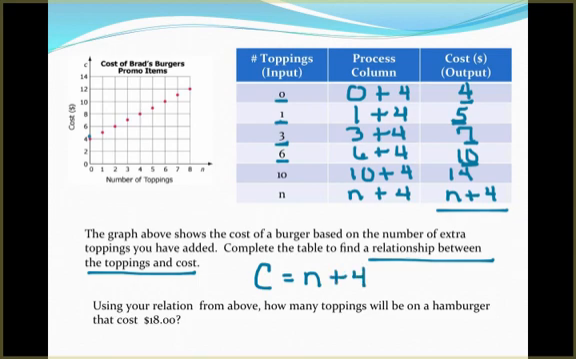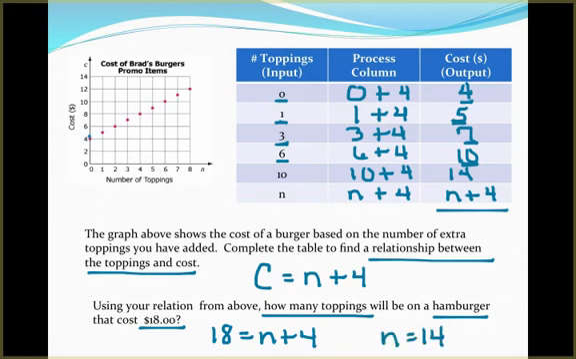Now we're going to use that to see how many toppings are there with a hamburger that cost $18. So I know that the cost is $18. And I want to know how many toppings, what would n have to be, so that the output would be 18. Well, we know that that means there would have to be 14 toppings on that hamburger to get a cost of $18.